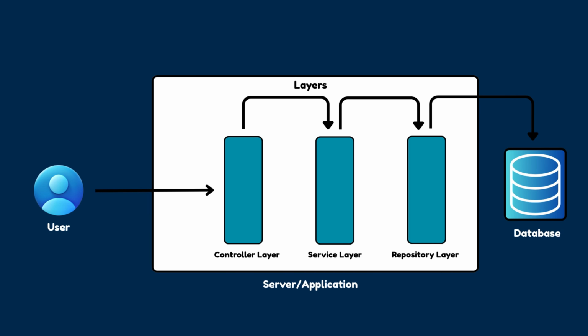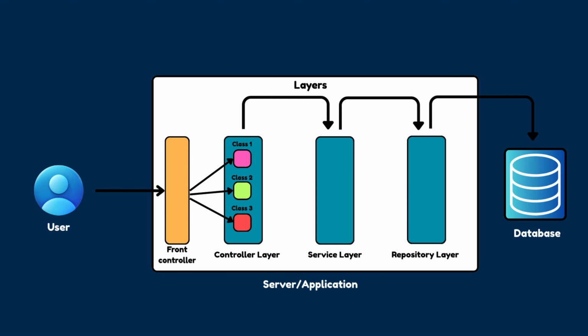When you have different layers like controller, service, DAO or repository, and the user sends the request to the server, then there is a front controller that exists before the controller layer, and this actually checks which URL the user has requested, and it will direct that URL to that particular controller class. So this way we can create as many controller classes as we want. Okay, till this point it is fine.